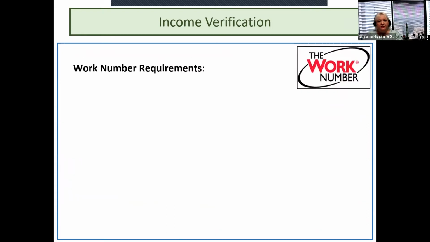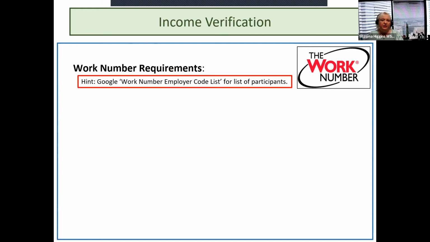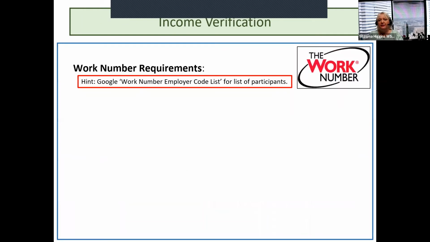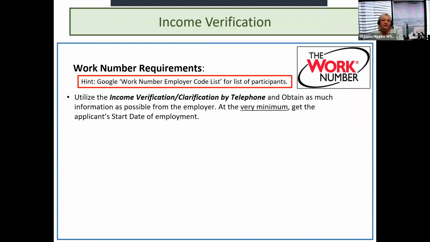All right, so if you're using the Work Number to verify, you can Google Work Number and you can get an employer list. That way you know who uses the Work Number and you don't have to worry about sending in that verification form. You want to utilize the income verification clarification by telephone and obtain as much information as possible from the employer. At the very minimum, get the applicant's start date of employment. I know that that's on the Work Number, but sometimes it's not 100%. Sometimes it might be off a little bit. So it's best if you can try to get that information from the employer themselves.